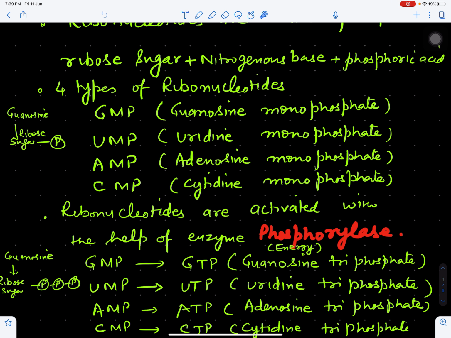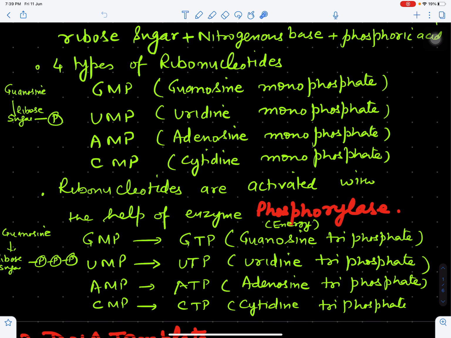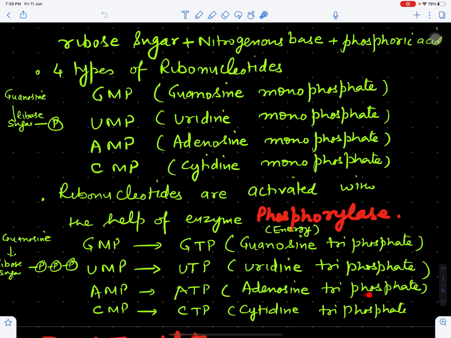Ribonucleotides are activated and two phosphoric acids are added, so GMP, guanosine monophosphate, will be converted to guanosine triphosphate. Similarly, uridine monophosphate will be converted to uridine triphosphate. Adenosine monophosphate will be converted to adenosine triphosphate, that is ATP. CMP will be converted to CTP, that is cytidine triphosphate.